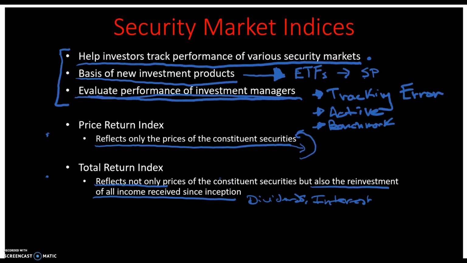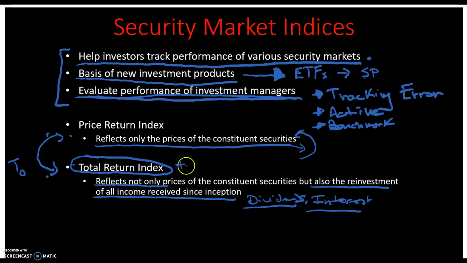So we can think that at the inception, at the beginning of both of these, if we had a total return index and a price return index, at the initial stage at T0, these two are going to be what? The same. They're going to have the same exact number. But as time goes on and firms or companies within the index start to pay dividends or interest payments, all of a sudden the total return index is going to be much higher than the price return index.